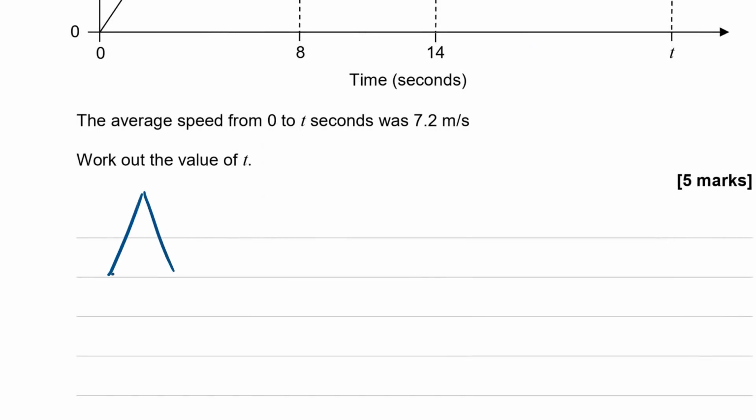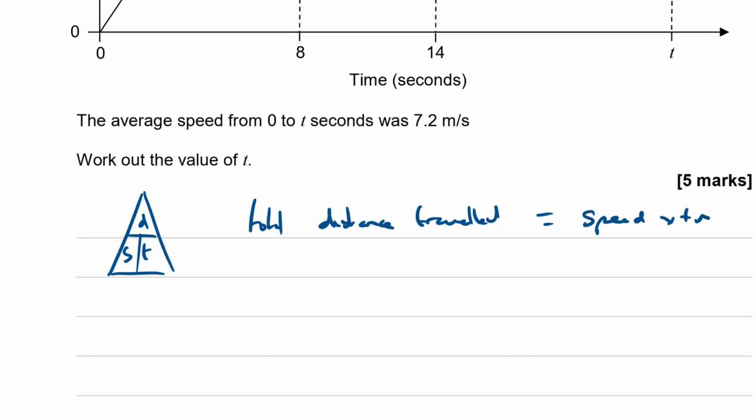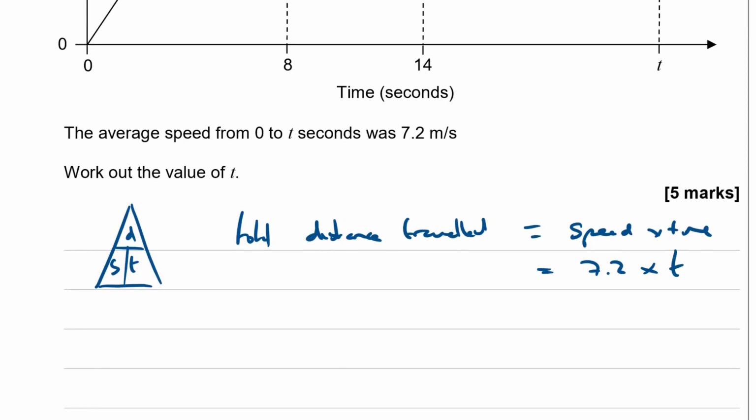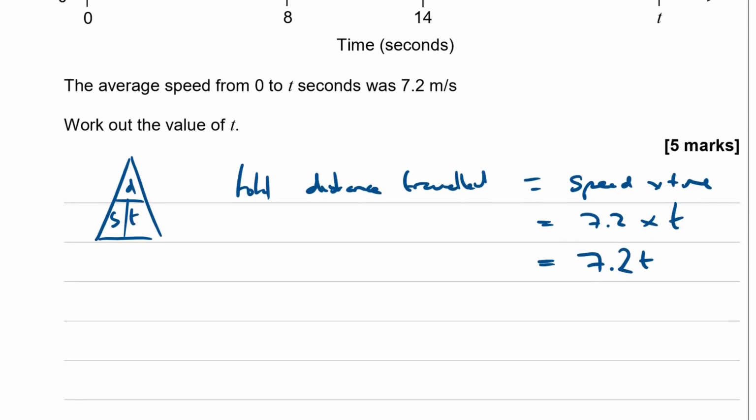So using our DST triangle, we know that average speed equals distance divided by time, so distance is speed times time. So the total distance travelled is going to be speed times time, which is 7.2 times the time taken, which is t. So it's equal to 7.2t. So it's going to be an equation we're going to have to solve then, isn't it?